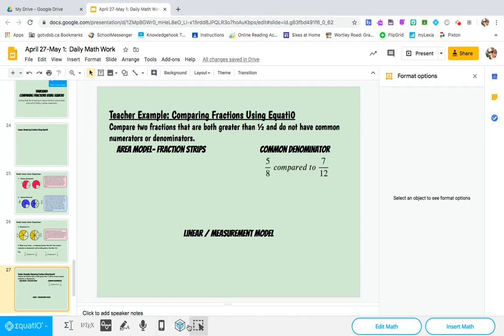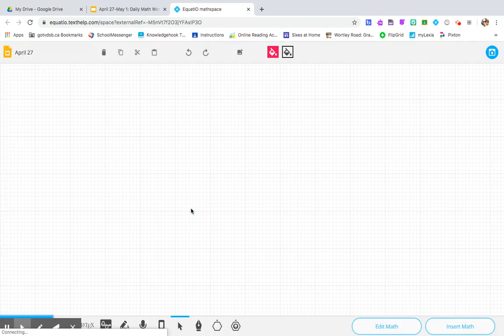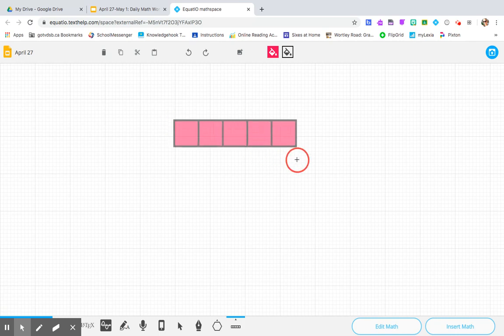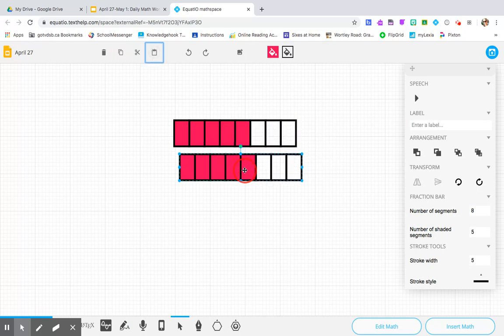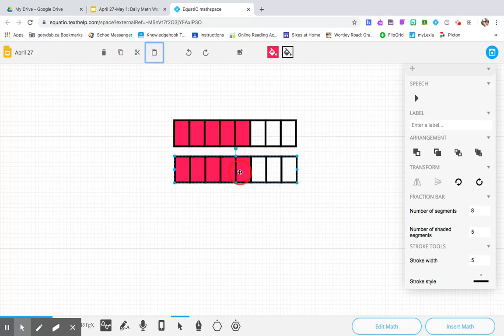So to start today, we're going to insert our math space, and we are going to create fraction strips showing 5/8 and 7/12. So our first one here is going to be our 5/8. So eighths means we have 8 segments. 5 of those segments are shaded. Again, we want to use the same size whole, so let's copy and paste that one and line it up underneath to help us compare.